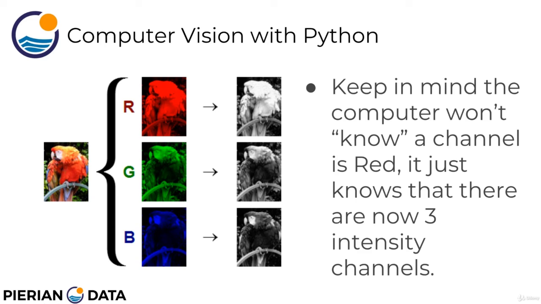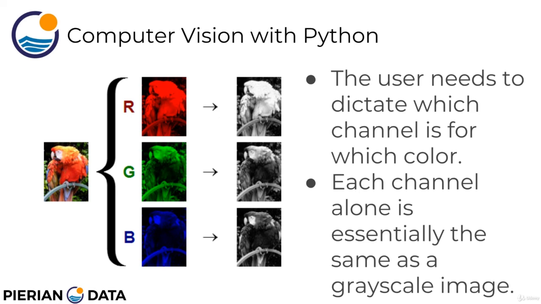Notice that when the computer actually reads it in, it gets something that looks like this last column here, black and white. It's up to whatever software you're using to actually represent those as color in order to combine them to get that left image all the way on the left where we have the parrot. So keep in mind, we're still getting values between 0 and 255. It's just now we have 3 of those mappings, one for red, one for green, and one for blue. So the user needs to dictate which channel is for which color. Each channel alone is essentially the same as a single grayscale image.